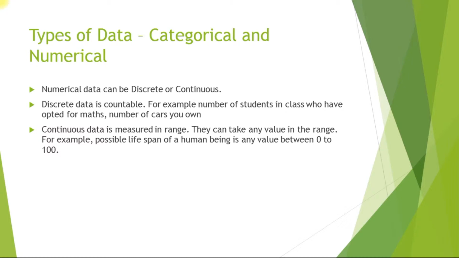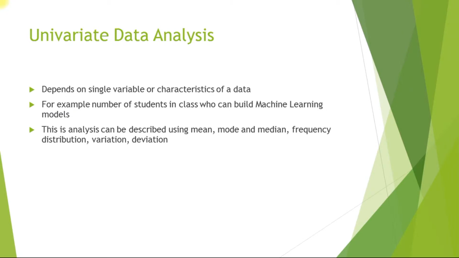So the lifespan can take any value between 0 to 100. A person can live, or rather a human being can live for 40 years, for 60 years, for 90 years, and so on. So it can take any possible value in that range. Let us try to understand some concepts about data analysis.